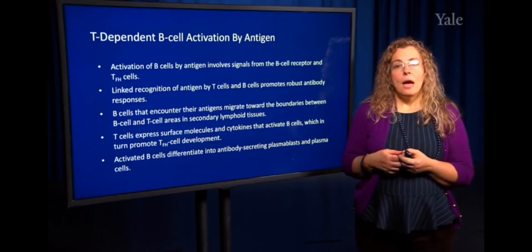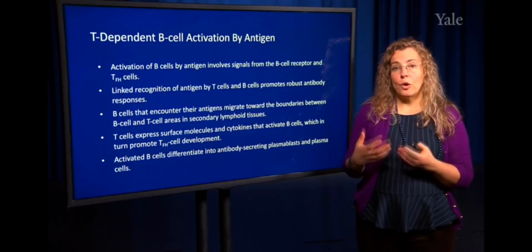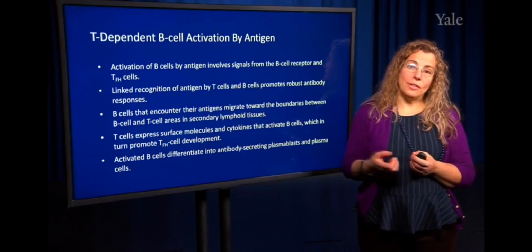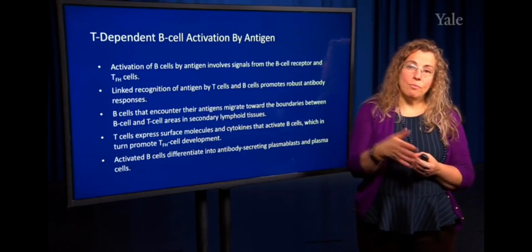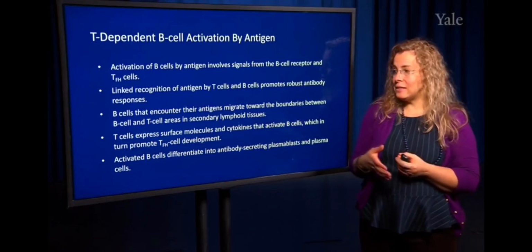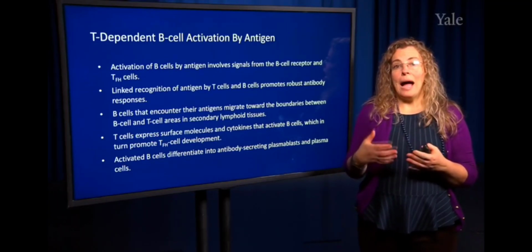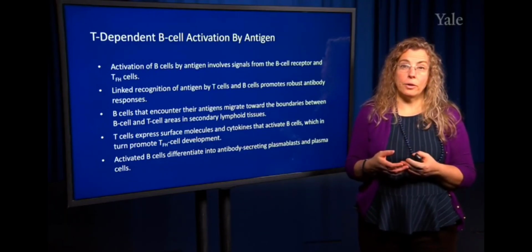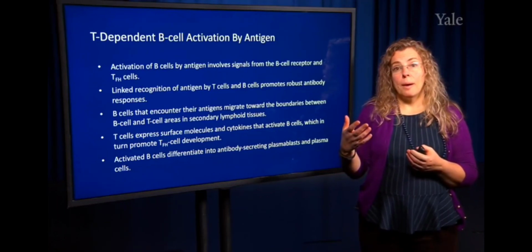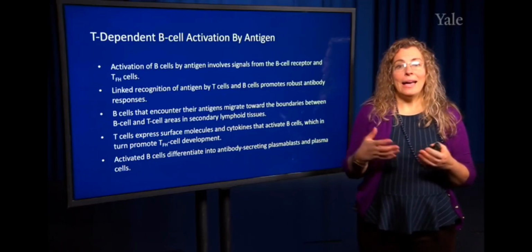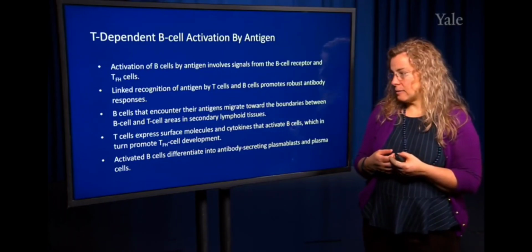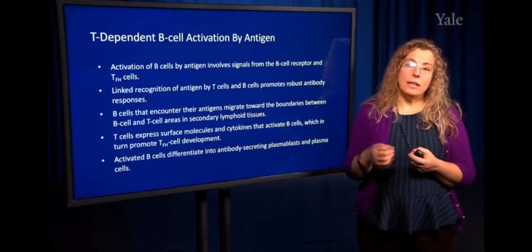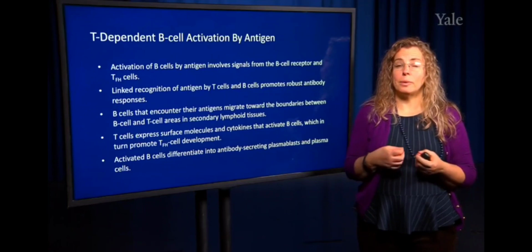Remember that B cells and T cells are normally found in two different locations in lymphoid organs. So once B cells see their antigen, they actually have to move so they can be closer to the T cells. We'll talk about how that process actually occurs. We'll also talk about surface molecules as well as secreted molecules such as cytokines that help to promote this process. Then we'll talk about how the B cells are activated and differentiate into, again, either plasma cells or memory B cells.